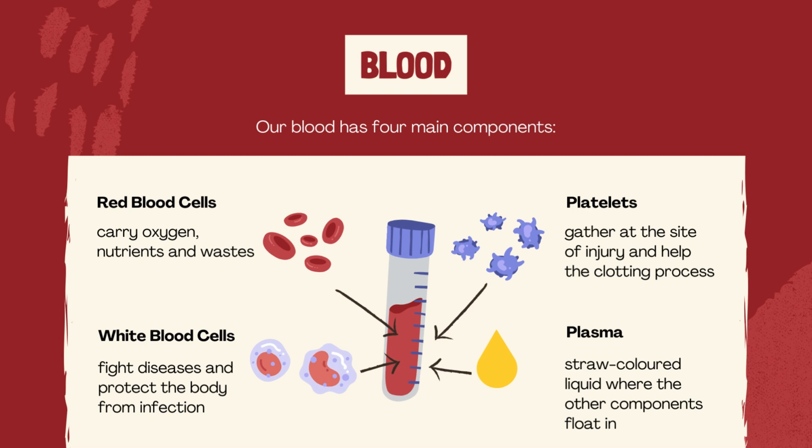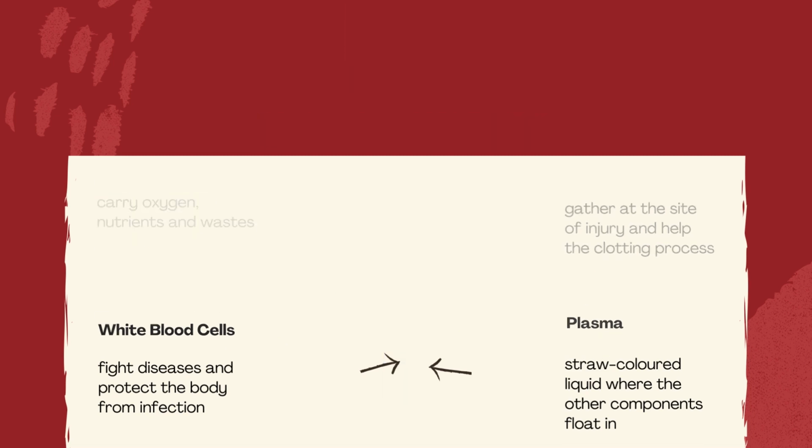Red blood cells carry oxygen, nutrients, and wastes. The platelets gather at the site of injury and help the clotting process. White blood cells fight diseases and protect the body from infection. Plasma is a straw-colored liquid where the other components float.